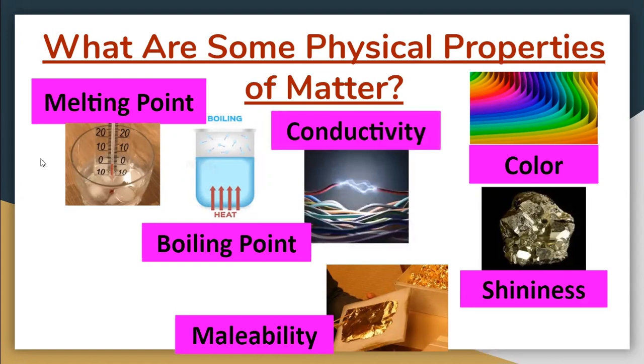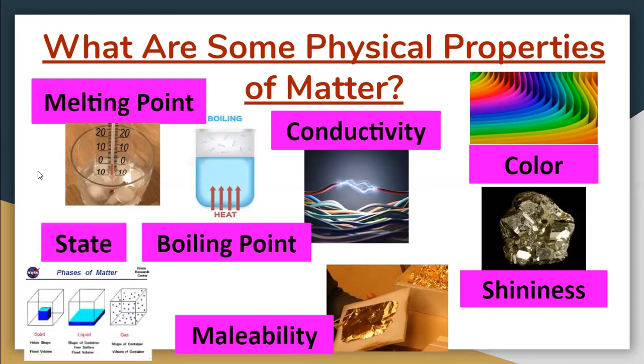Conductivity is a physical property. So if something is very conductive, that would be like copper wire would be very conductive. That lets electricity through very easily. And some other types of matter may not. Think of rubber. That does not let electricity go through very well at all. So that has low conductivity, but that is a physical property. And the phases of matter are physical properties. So the state of matter, is it a solid, a liquid, or a gas? That's a physical property.